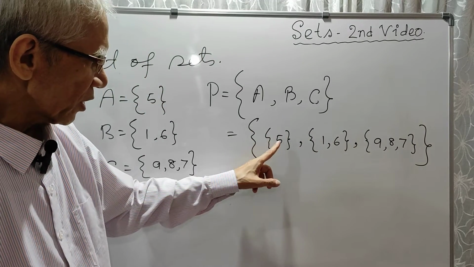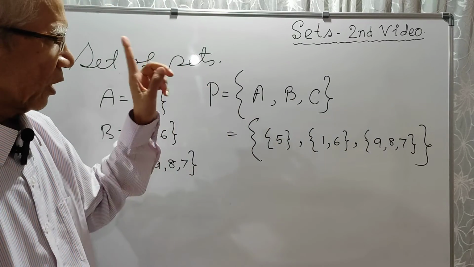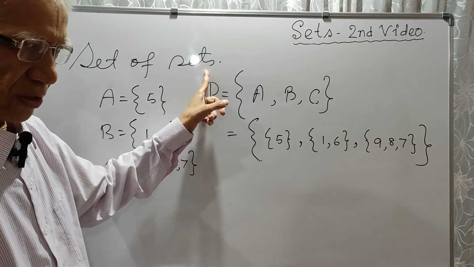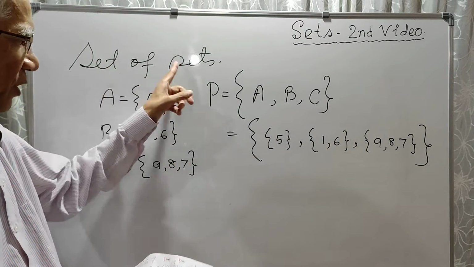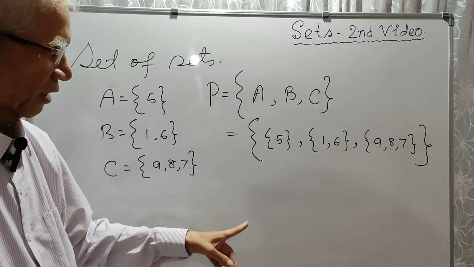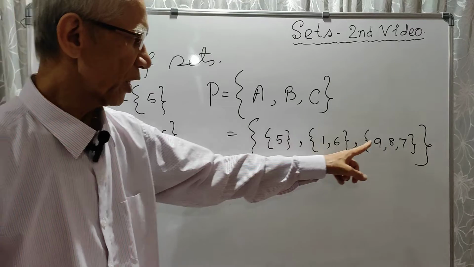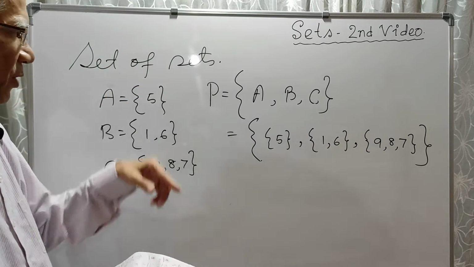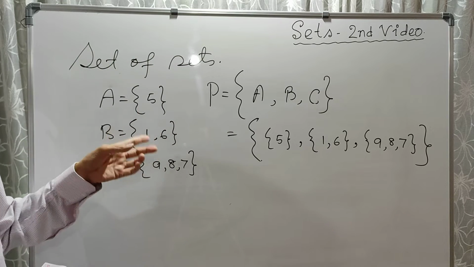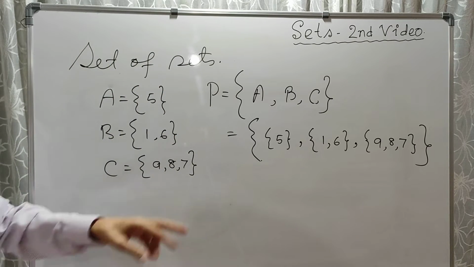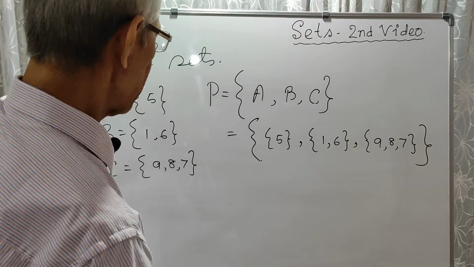Now this set is an element of P, this set is an element of P, this set is an element of P. So in a set of sets, every element is a set. P has these three elements, A, B, C, and each of them is a set. So how will you define a set of sets? A set of sets is a set in which every element is a set, like this P. So this is a set of sets.